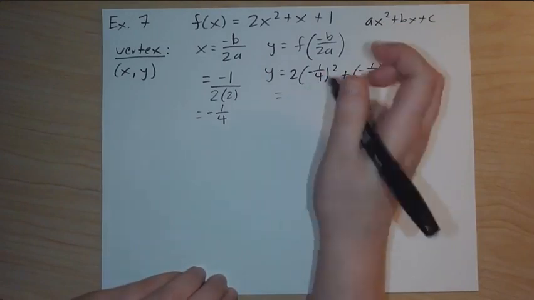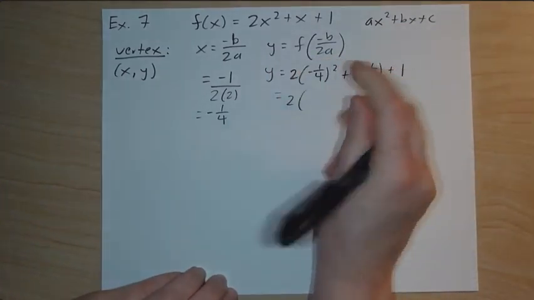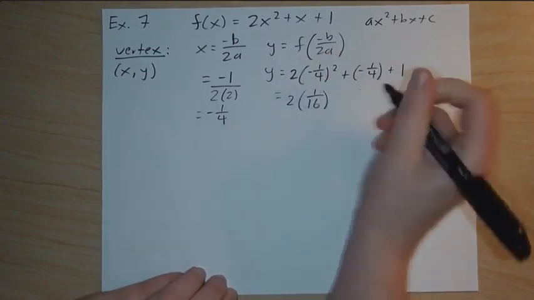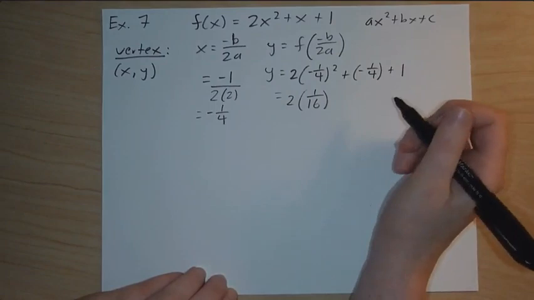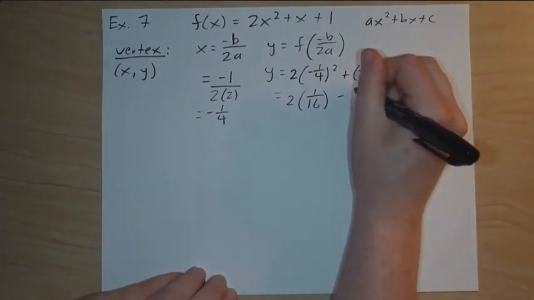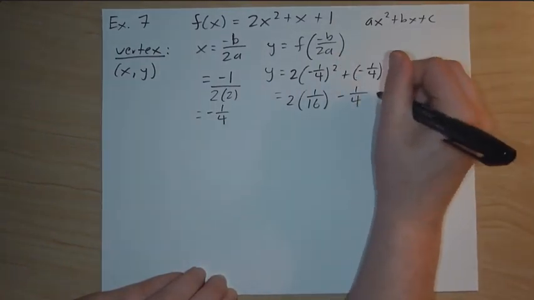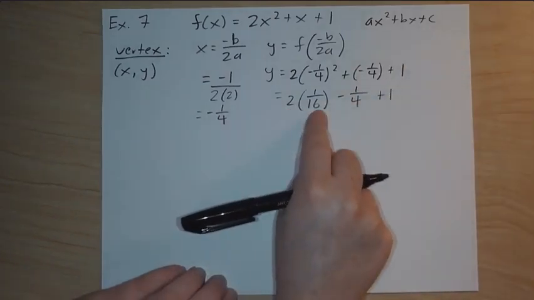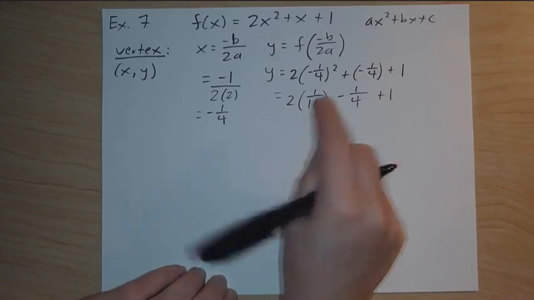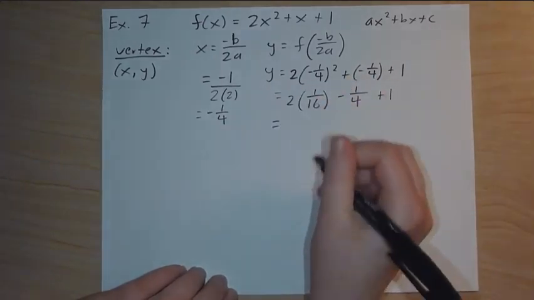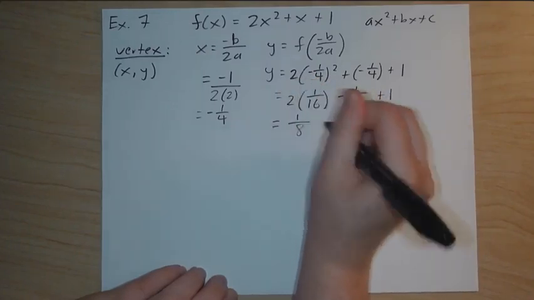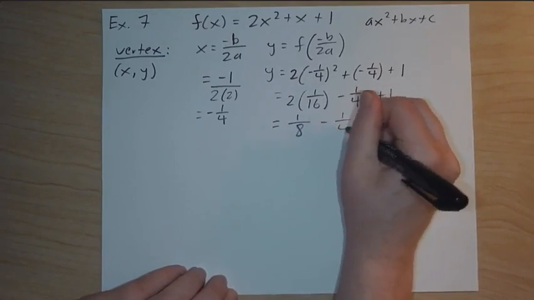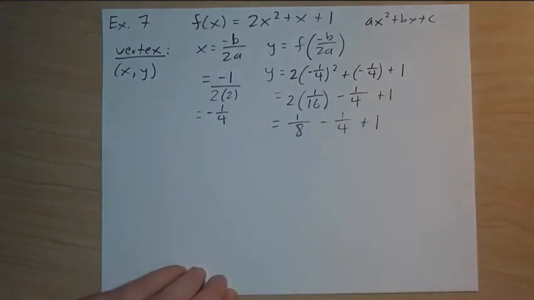So negative 1/4 squared is going to give us positive 1 over 16. And then negative 1/4 is just negative 1/4, plus 1. 2 times 1 over 16 is 2 over 16, which can be simplified to 1 over 8. So we have 1 over 8 minus 1/4 plus 1.